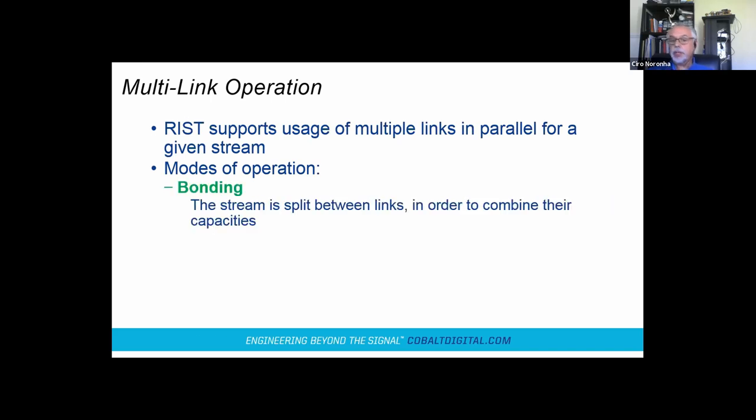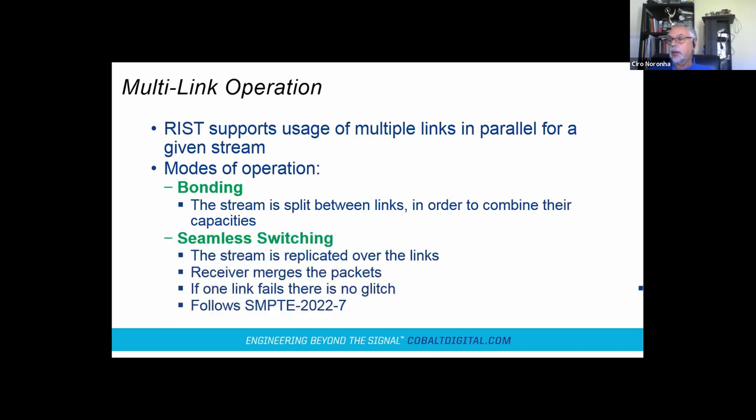One is bonding, which is what those cell bonding guys do. You split the stream between the links and you combine the capacities of the links. So you basically combine the links. The other mode is seamless switching, which is you replicate the streams and the receiver merges the packets. This is SMPTE 2022-7. It's not like SMPTE 2022-7. It's exactly SMPTE 2022-7. And this being a SMPTE meeting, I think you guys are going to like that fact. So if one of the links fails, there is no glitch. It's exactly the seamless switching from 2022-7 built into RIST.